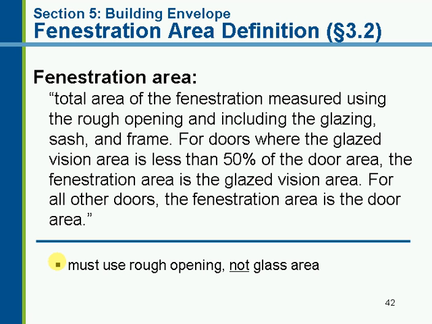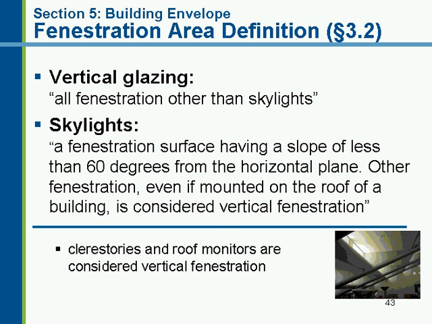Now, for the two different categories, there's vertical glazing and skylights. Vertical glazing is, as you might expect, primarily vertical, but it's everything that's not skylights. And skylights are defined as anything with a surface having a slope of less than 60 degrees from the horizontal. So, again, it doesn't matter where it's being mounted. It doesn't matter if it's being mounted in something called a wall or called a roof. It's the slope of the fenestration that counts there.